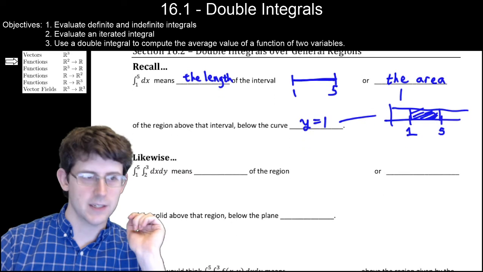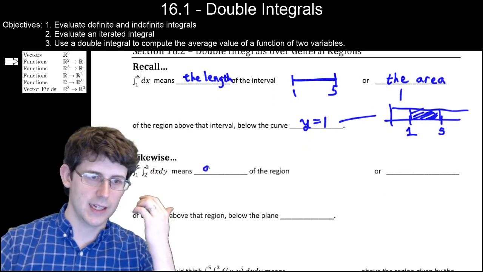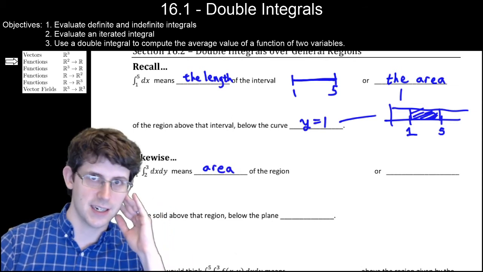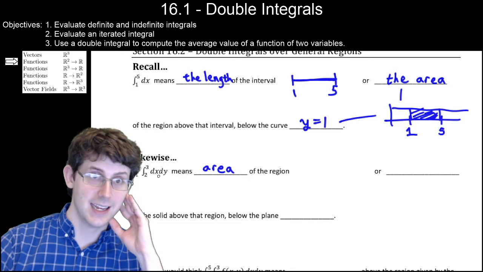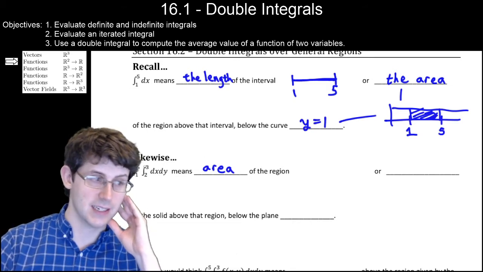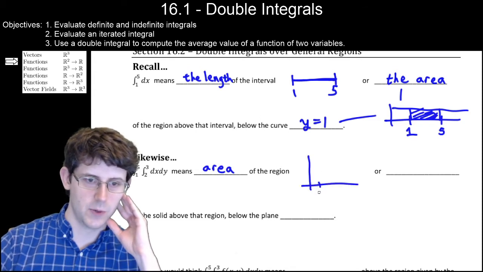Similarly, this integral, you can think of it as meaning, if you're just taking an integral and there's no function in here, you're just integrating dA. So you're finding the area of the region that's described by this rectangle, by these numbers. This region is x goes from 1 to 5, and y goes from 2 to 3. It's a rectangle.